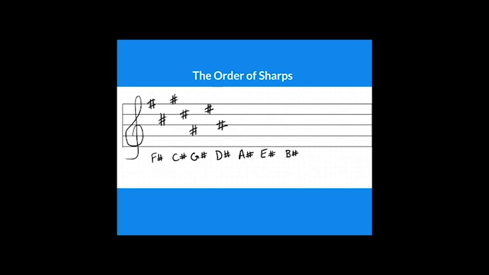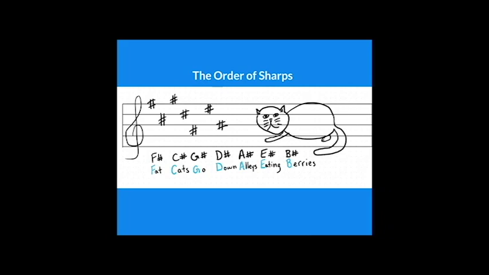Or you can just remember the phrase, fat cats go down alleys eating berries. When you're writing accidentals in a key signature, it's important to put them in the correct octave. So you always want your sharps to be in these places when you're writing on the treble clef.